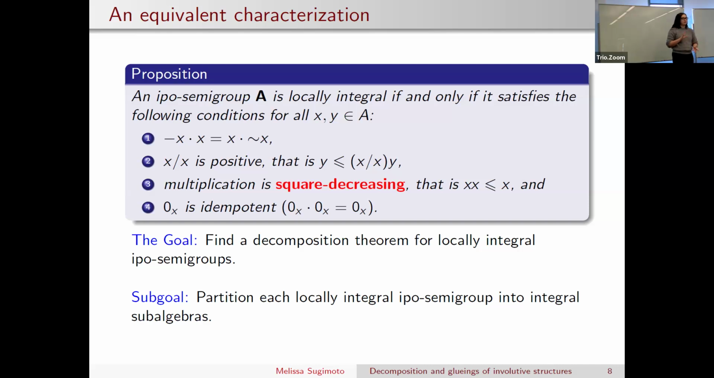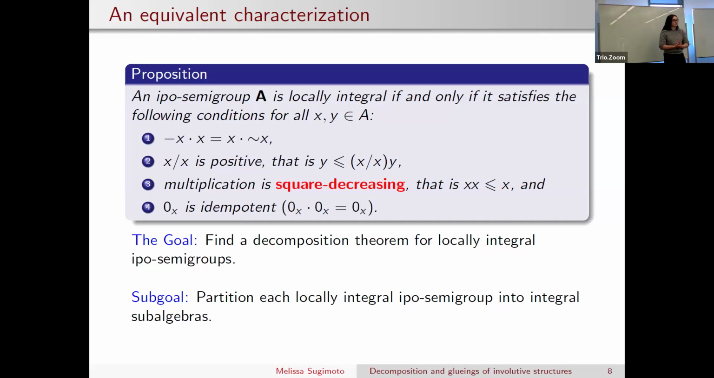And so now that we have at least seen what a locally integral ipo-semigroup is in terms of its definition, we can talk about what we've been trying to do, which was, first off, find some kind of decomposition theorem for locally integral ipo-semigroups, by which I mean we want to look at these locally integral things and break them down, preferably into smaller subalgebras in a way where if we put those subalgebras back together, we can recover the original structure. That's somewhat of a big goal, lots of steps involved.